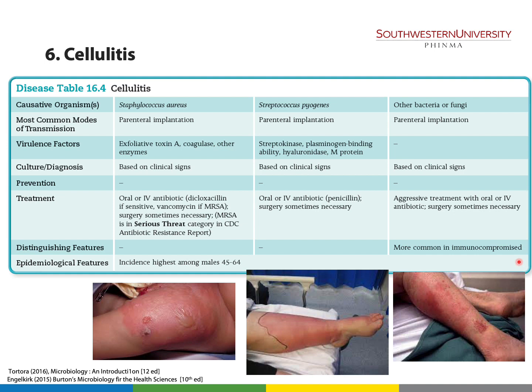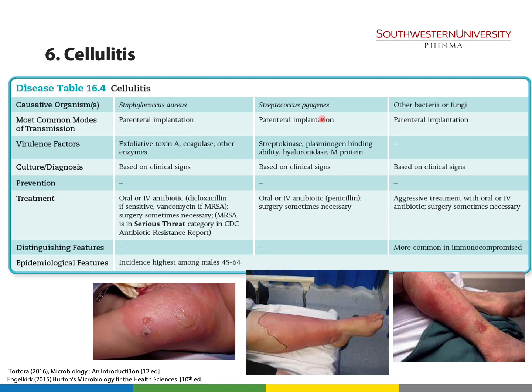Cellulitis can be caused by either Staphylococcus aureus, Streptococcus pyogenes, or other bacteria or fungi. These are introduced into the dermis either through trauma or by subtle means with no obvious break in the skin. The most common causes of the condition in healthy people are Staphylococcus and Streptococcus.